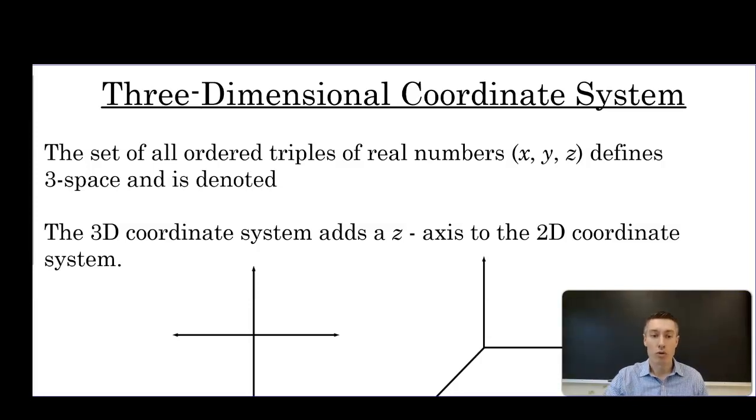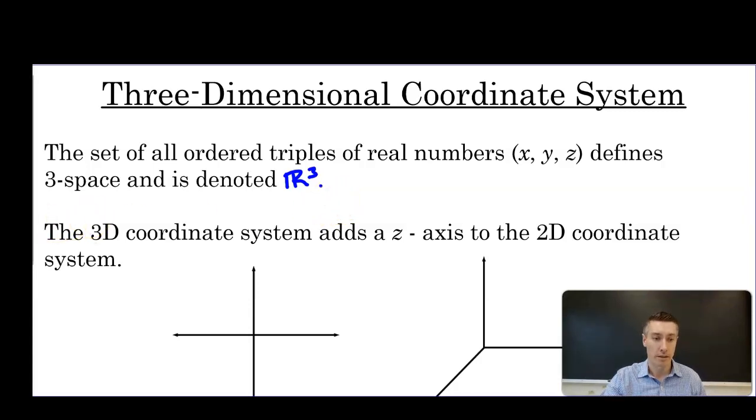The set of all ordered triples of real numbers x, y, z defines 3 space and is denoted as R3. So, our points x, y, z, a nice extension from the points in 2 space, x, y. R3 is our formal notation of 3 dimensions or 3 space. Those words are interchangeable. So 2 space or 2 dimensions would be R2.